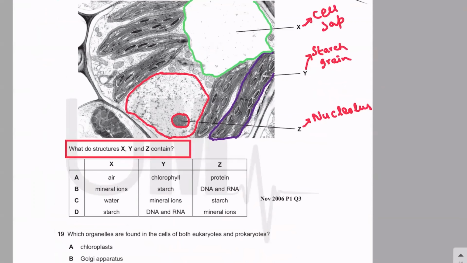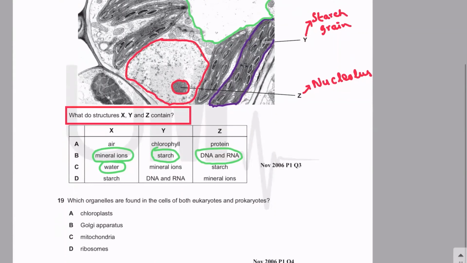So what do structures X, Y, and Z contain? X is the cell sap. So it contains water. It contains mineral ions as well. What does Y contain? It contains starch because Y is starch grain. And what about Z? Z is the nucleolus. And we discussed in some previous MCQs that the nucleolus contains DNA and RNA. Nucleolus is basically a loop of DNA. And in the nucleolus, ribosomal RNA is made, or ribosomes are made. So nucleolus contains RNA as well. The answer is D.